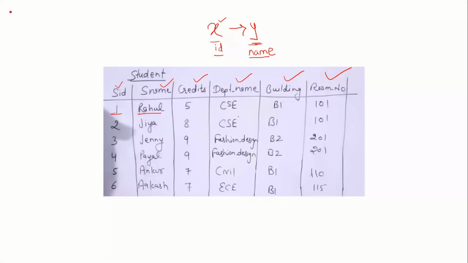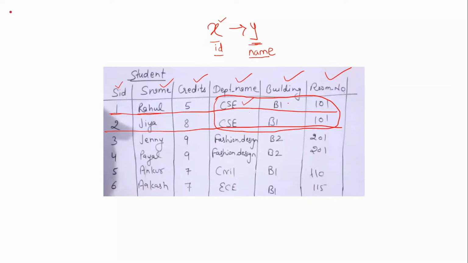Okay. So if you observe here, these two records are different. Roll number 1 and 2 records are different with the student number and the student name. But if you observe this detail, that is department name, building number and room number, the department name is the same. When the department name is CSE, building is B1 and room number is 101. So suppose I am going to add a new record 7, with new student name ABC and credit, suppose 8, and the same CSE department. So I have to repeat this information, 101.